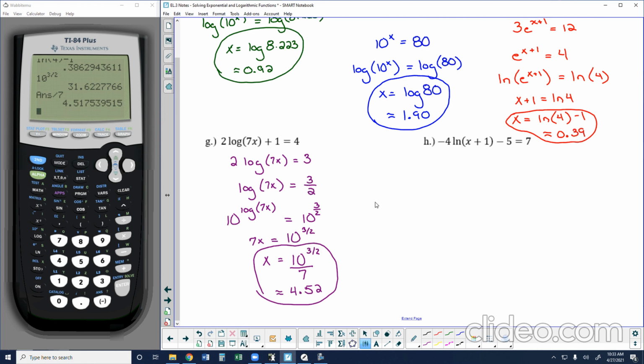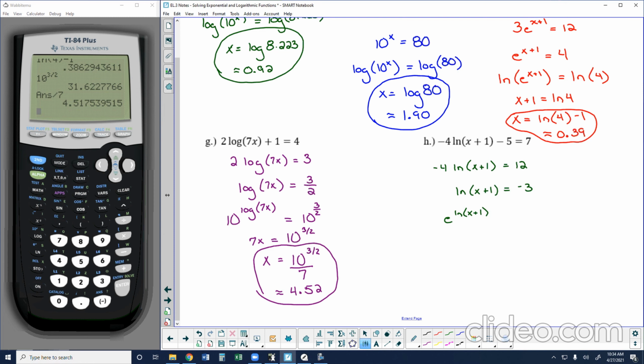Hopefully you got an answer to problem 1H, and so let's work through these steps together. So we need to get rid of this logarithmic expression in order to solve. So we're going to follow reverse order of operations, and in this case, add 5 to both sides first. Then we can divide both sides by the coefficient, -4. And now we're in a location where we can eliminate the natural log. So to eliminate the natural log, we have to use the exponent with the same base. And the base of a natural log is e.